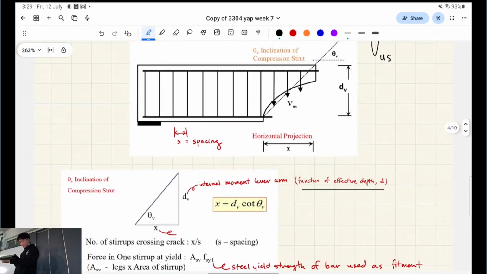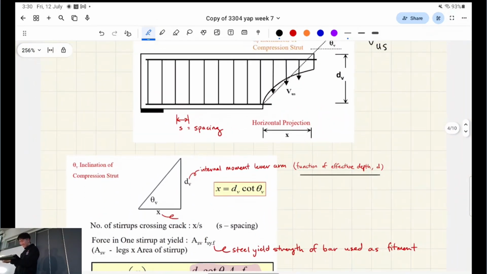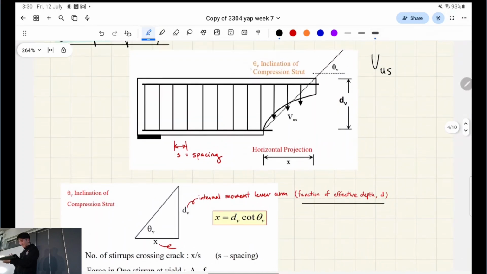Okay, here's where it gets cooked. Theta V is the inclination of the compression strut. So here's where it comes together. The compression strut isn't like an actual thing. It's the angle which the concrete will take on the shear forces.